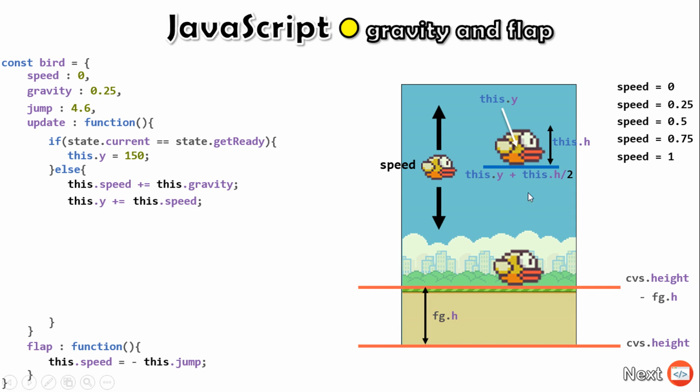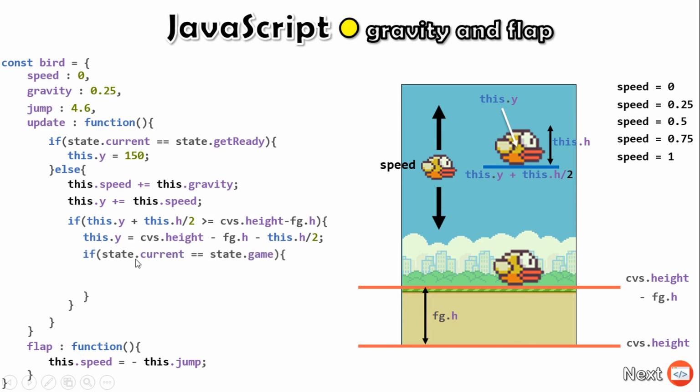So for our collision detection, we are going to compare these two values here. So we're going to say if this value here is greater than this value here, it means the bird is touching the ground, meaning it's a game over. So I'm going to say if this.y plus this.height divided by 2, this value here, is greater than or equal to this value here, then I will keep the bird in that place. The Y position here is always incrementing by the speed, but we need to stop that when the bird hits the ground. So if this is true, we need to keep the bird in this Y position. We need to keep the bird on the ground. We don't want it to go to the bottom anymore. Then we will check if the current state is the game state. We will go from the game state to the game over state.